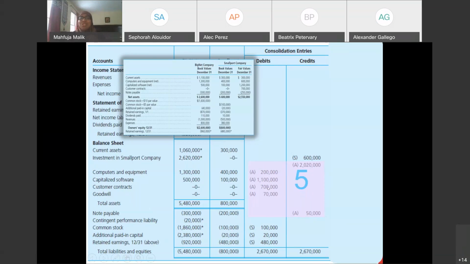Now what we're gonna do? Remember, we started with the investment. Now we will eliminate investment completely. Still, you will see the journal entry is not balanced. Let's see what happened here.